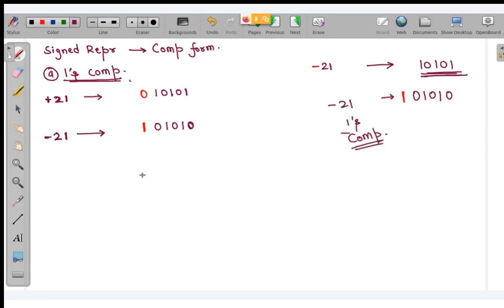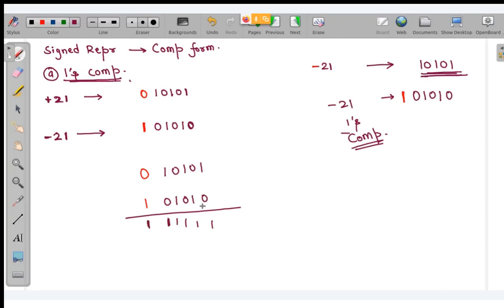Now if you do plus 21 and minus 21, see what you get. And over here you get 0 1 0 1 0. So now add. So this will be 1, this will be 1, this will be 1, this will be 1, this will be 1, and even you get 1. Okay, you get 1.